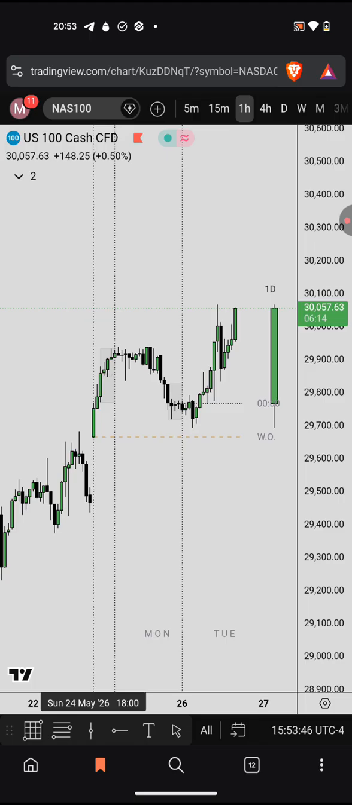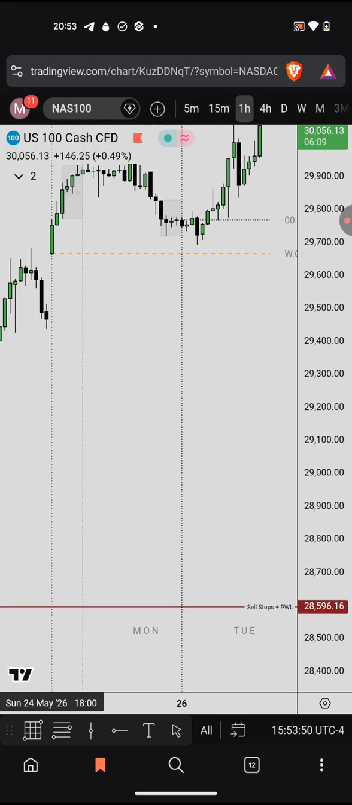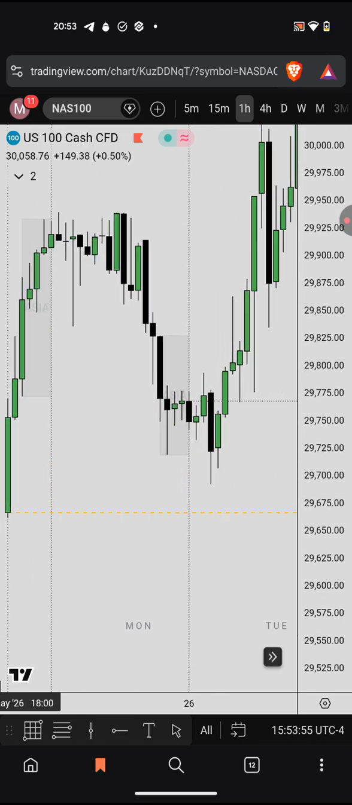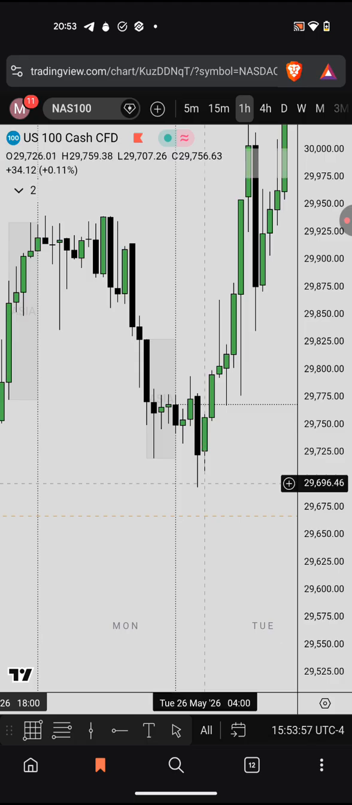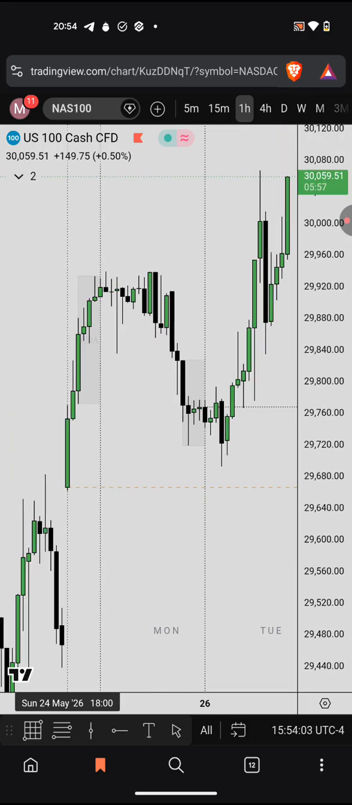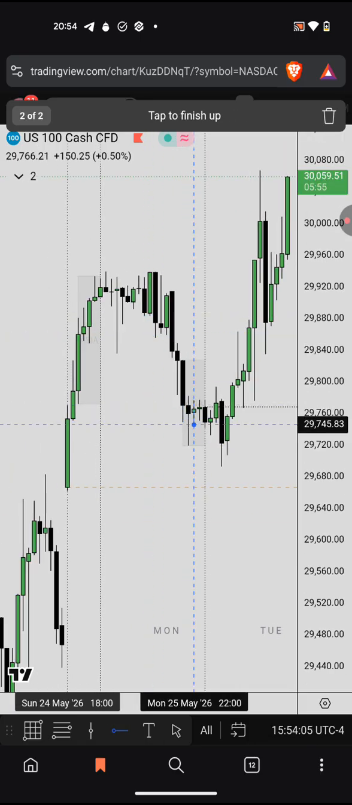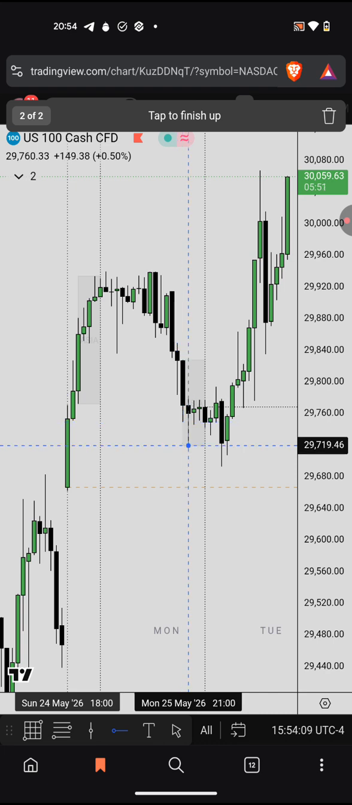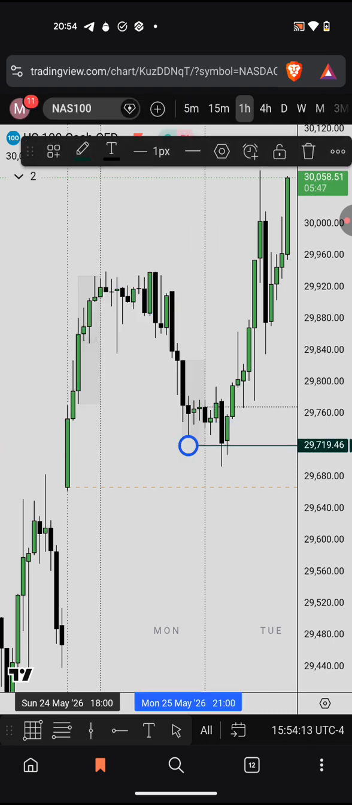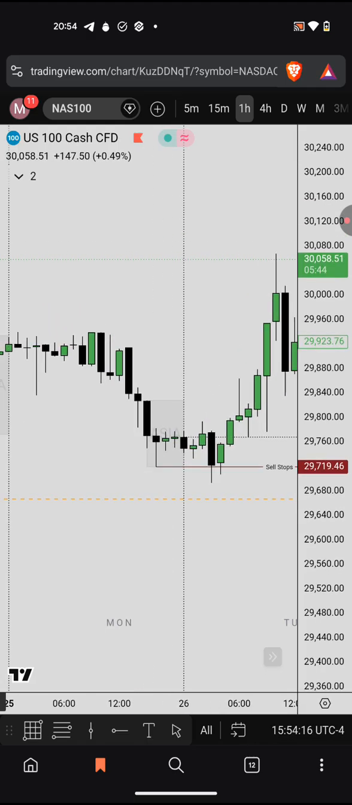So looking at the 1 hour time frame, I woke up around 4 a.m. London, New York time. Around 4 a.m. I woke up and I saw this candle printing this way. And automatically, I just take my horizontal ray, place it below this low, and then this is my sell stop. Why did I mark this low?